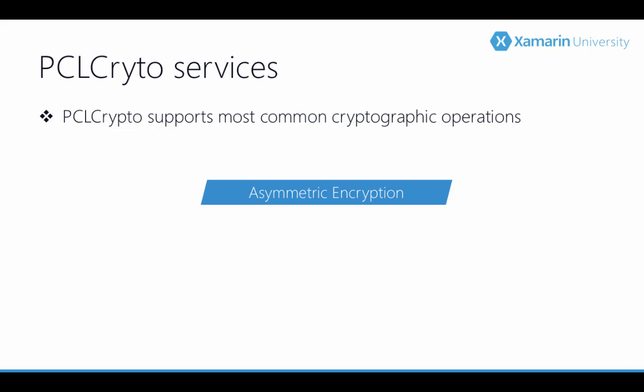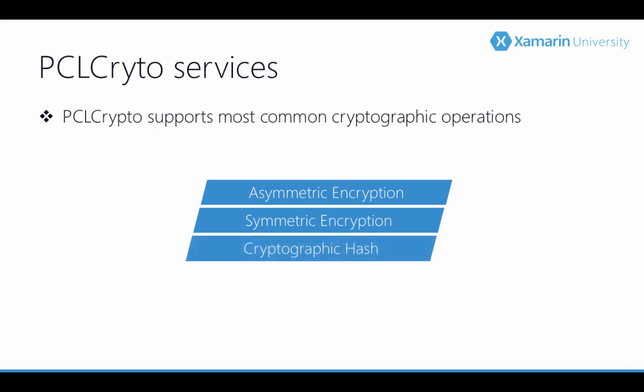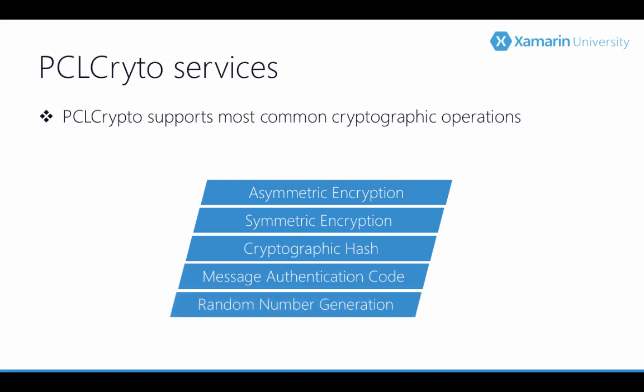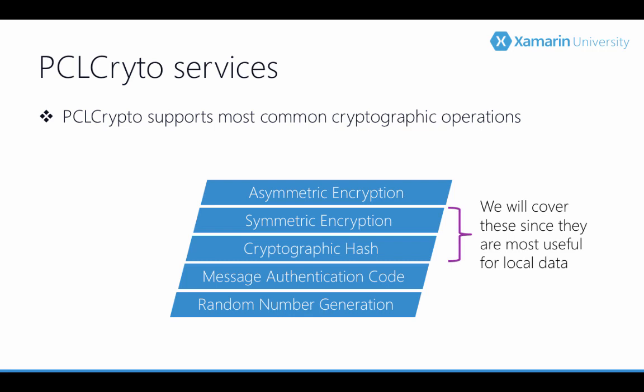This includes asymmetric encryption, so we have algorithms like RSA. It of course also supports symmetric encryption, such as AES. It can be used to generate cryptographic hashes. It can also generate message authentication codes. And it provides a number of helper functions like random number generation and the creation of cryptographically random data. And so for the purposes of securing local data, we'll be focusing on symmetric encryption and hashing, but keep in mind these other features are available in Pcl Crypto.